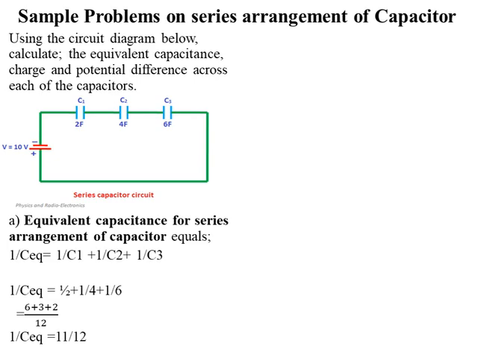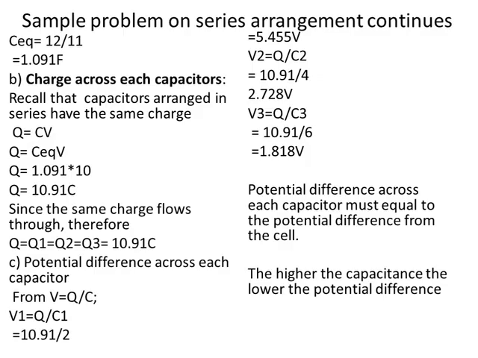Since what we are looking for is C equivalent and not 1 over C equivalent, we now do the inverse of 11 over 12. So by the time you do the inverse, you will have C equivalent equals 12 over 11. So the CEQ, which is the equivalent capacitance, will give us 12 over 11. By the time you divide 12 by 11, you'll have 1.091 farad.